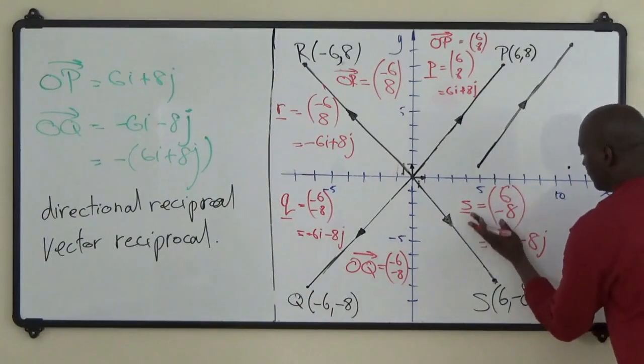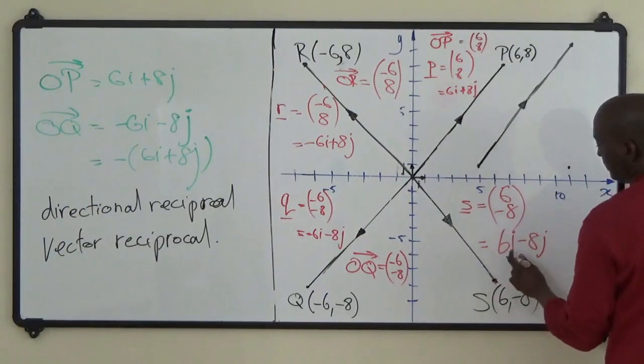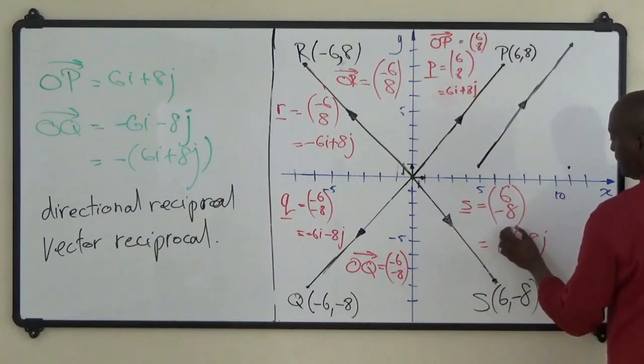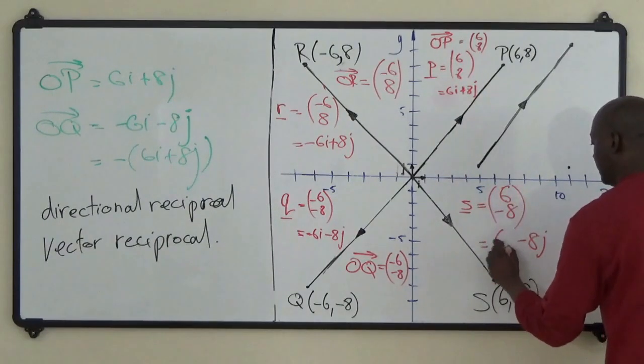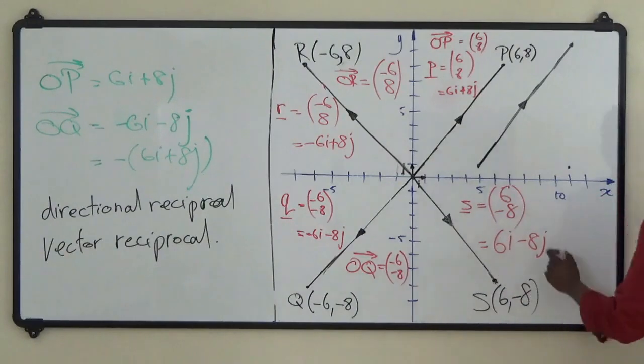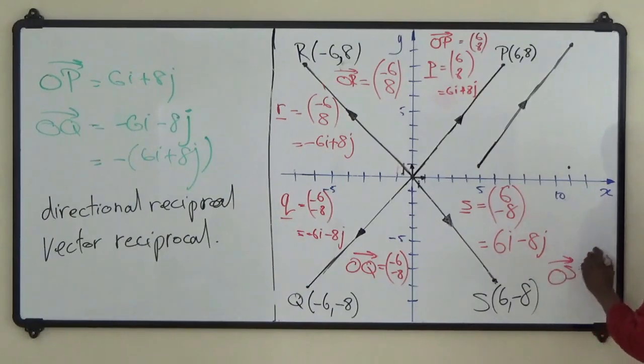Which is the same thing as 6i minus 8j. So that's 6i. That looks more like a 6. Minus 8j. Or we could say that OS is equal to 6 minus 8, with 6 on top, minus 8 below. You get the point. Alright?